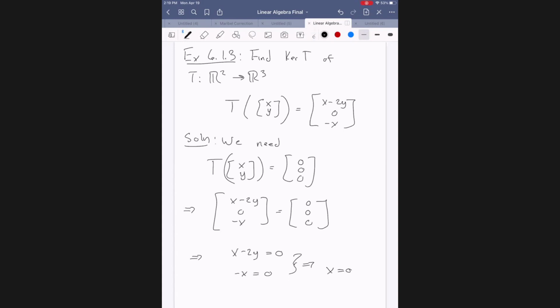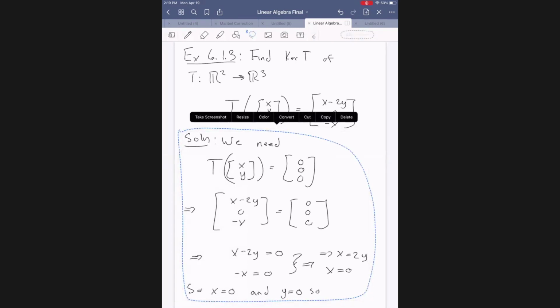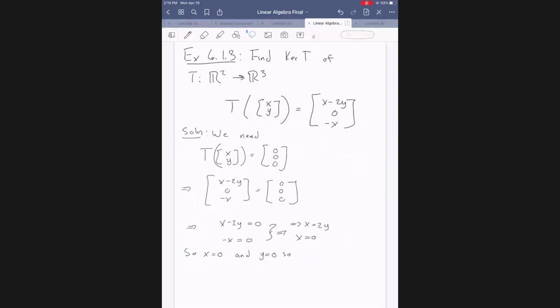And, sorry, hold on a minute. Well, yeah, x has to be 0, which means that since x is equal to 2y, y also has to be 0, right? So x has to be 0, and y also has to be 0. So the kernel of T is just going to be the vector 0, 0. That's the only one that gets mapped to 0. All right.